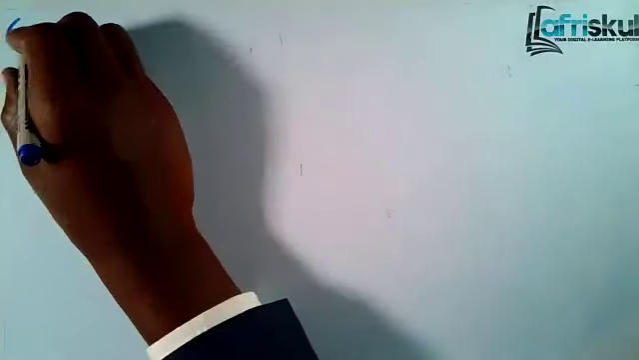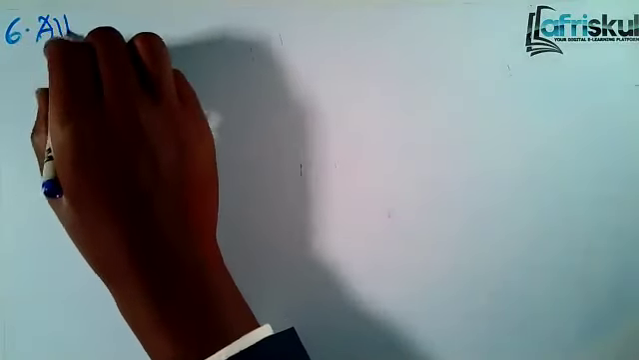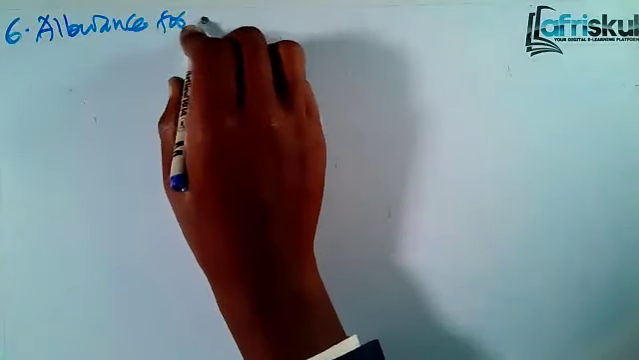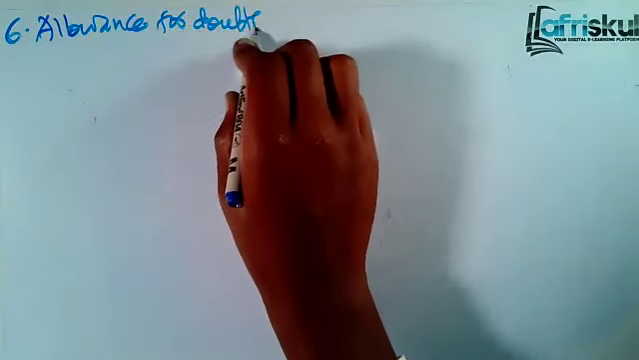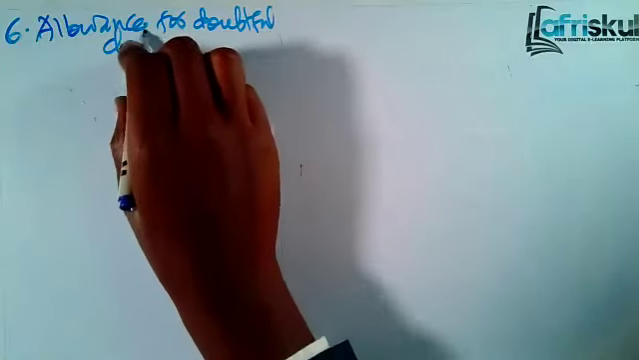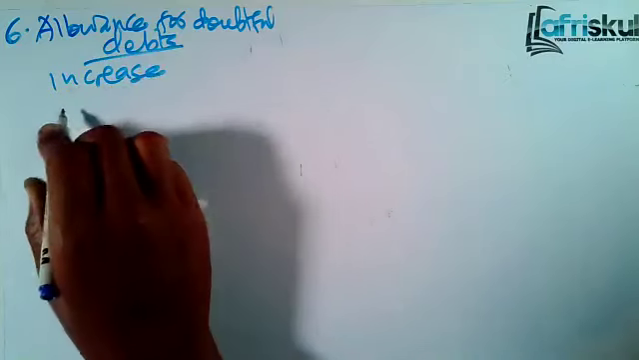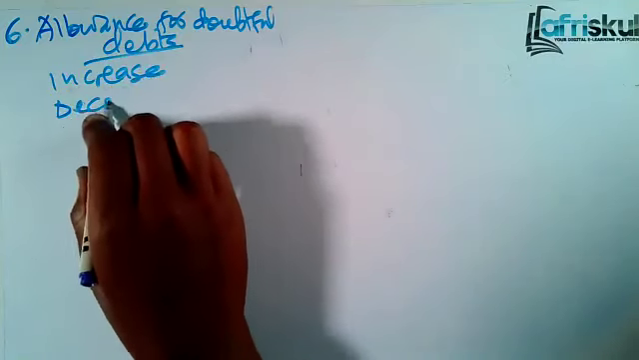Now let's get to the next additional information, that is additional information number 6, whereby allowance for doubtful debts are to be increased to how much? The allowance for doubtful debts are to be increased to 7,500. So on allowance for doubtful debts, you either look for the increase or the decrease.